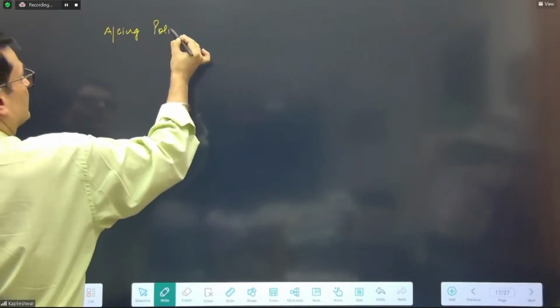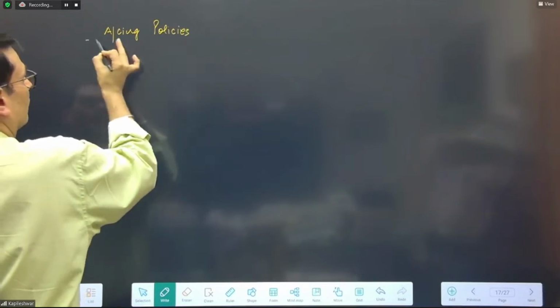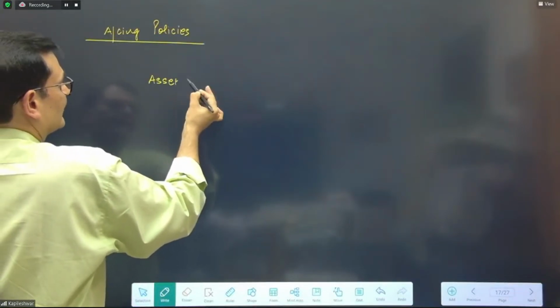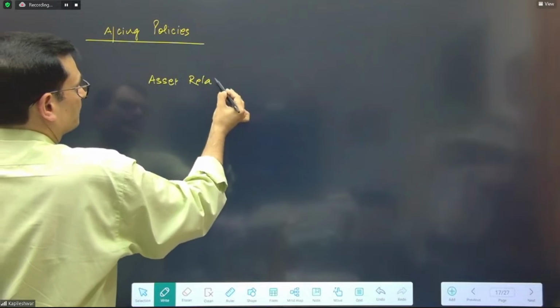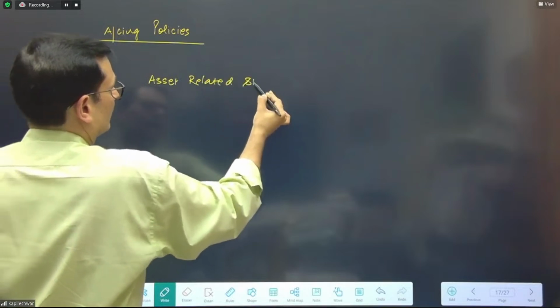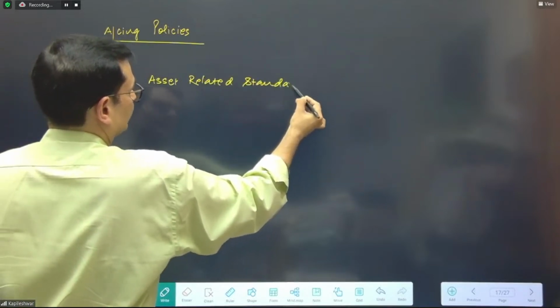I'm going to give you some conceptual understanding to begin with on accounting policy. I'm taking you out of the standard. So hear me very carefully, because this will help you in understanding even the other asset related standards. I'm taking you out of the standard and I'm taking you to asset related standards. I'm talking a little on asset related standards.